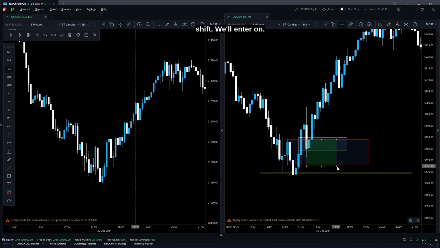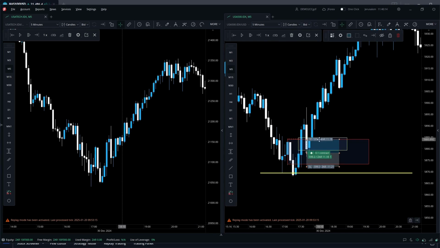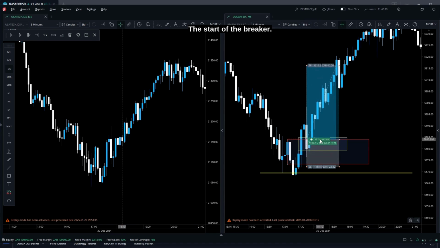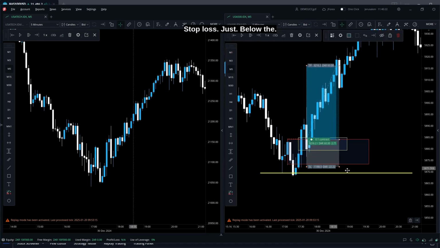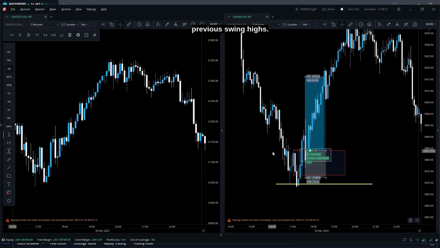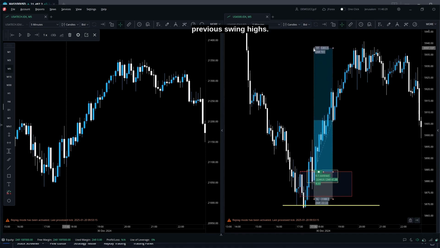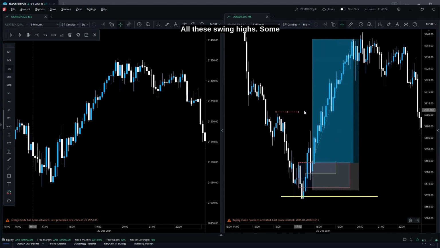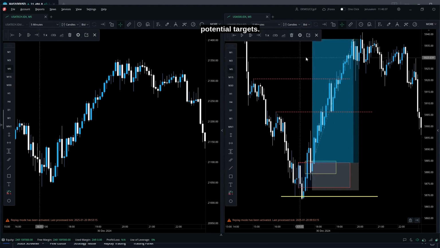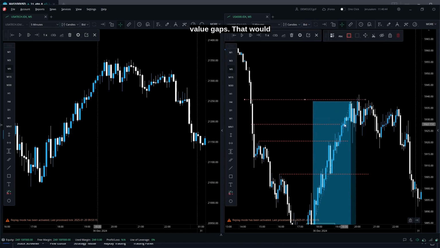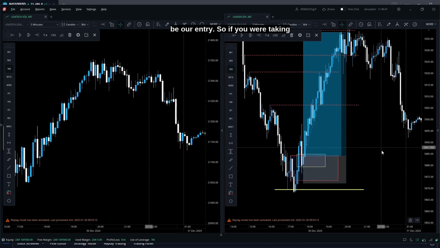So after our market structure shift, we'll enter on the breaker, the start of the breaker, stop loss just below the breaker block, and then target previous swing highs. All these swing highs become potential targets, as well as other forms of liquidity like these fair value gaps. That would be our entry.